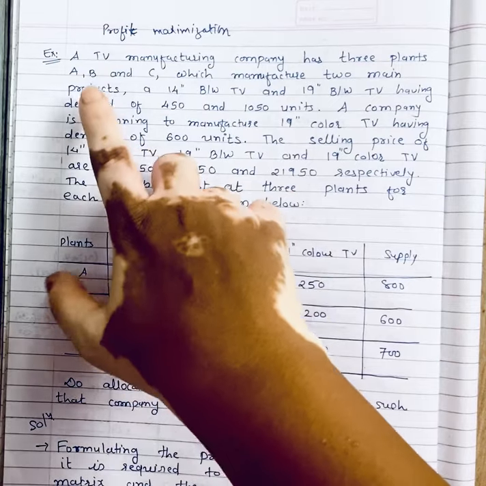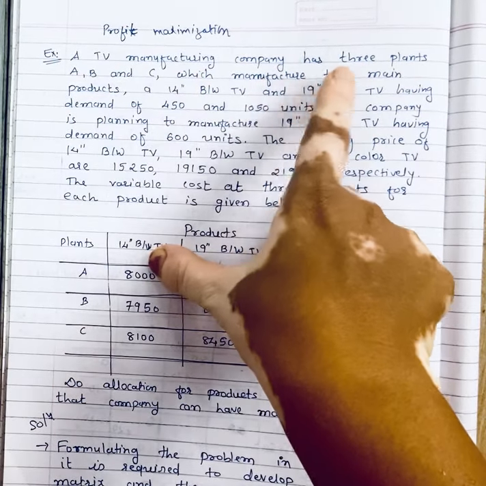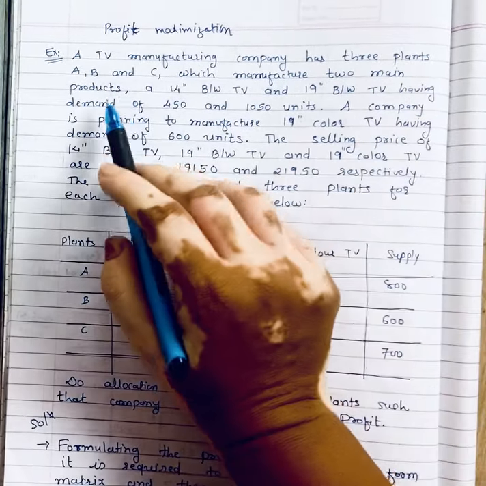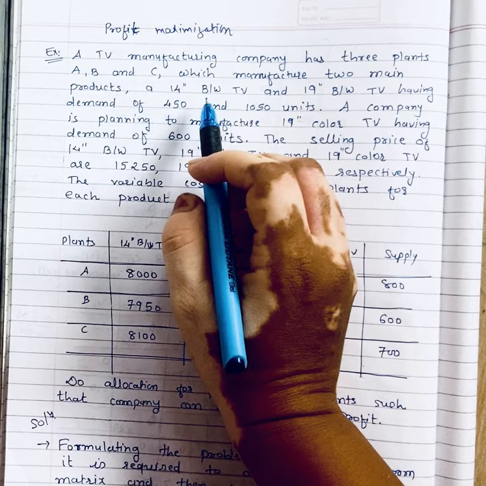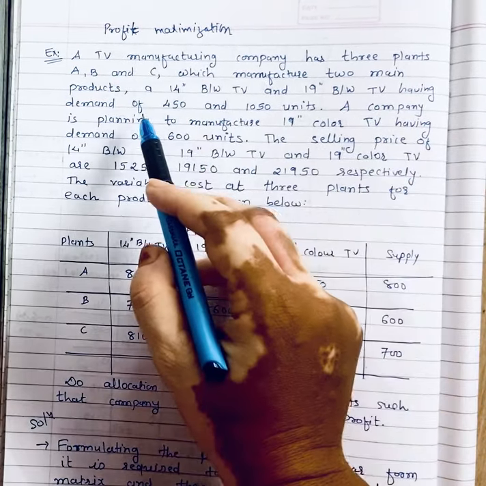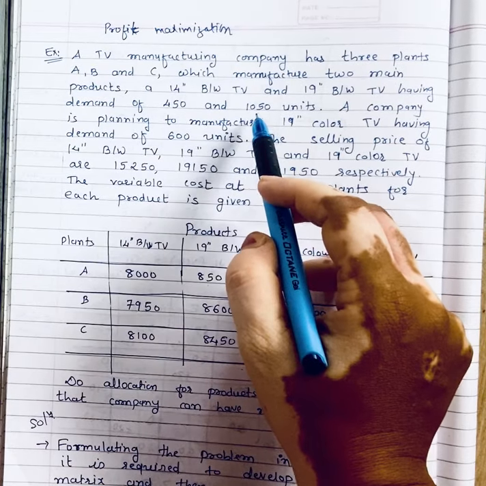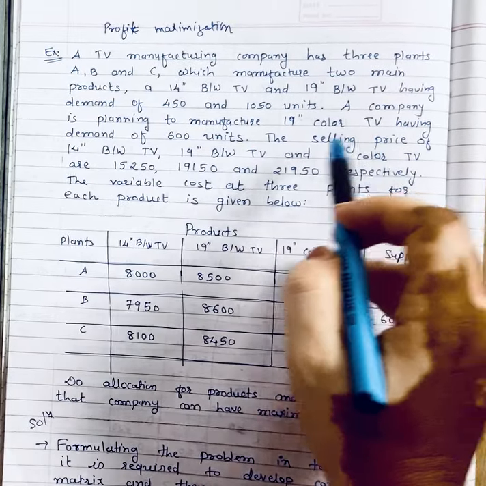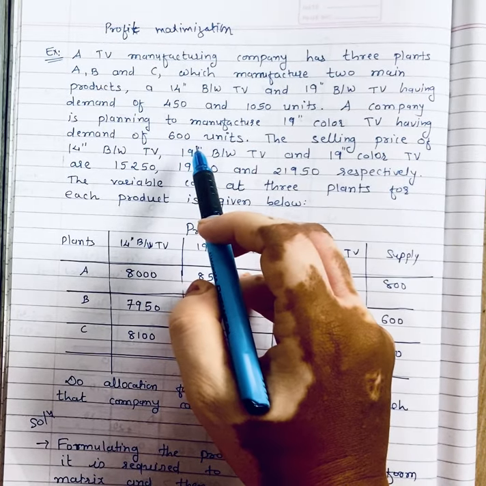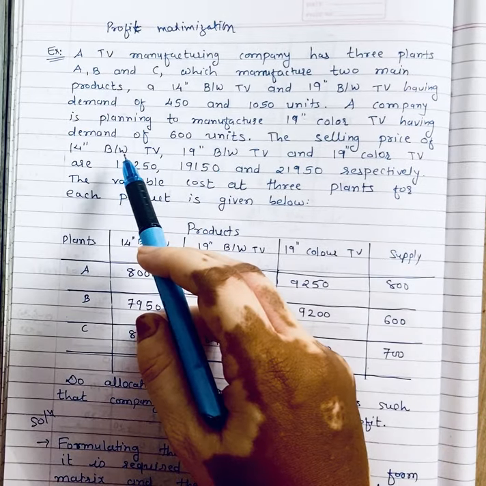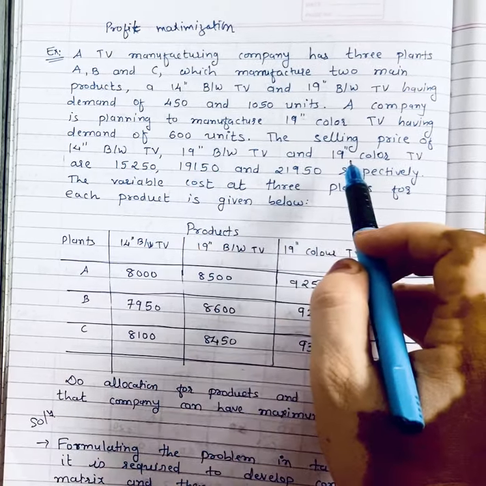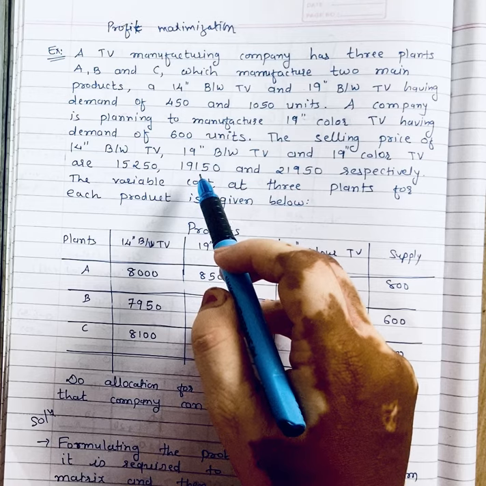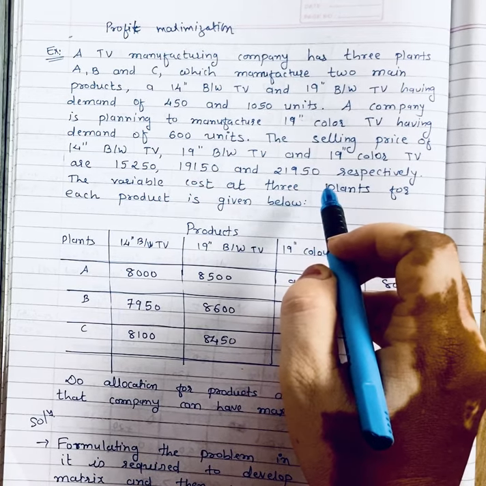If a TV manufacturing company has three plants A, B, C, which manufacture two main products, 14-inch black and white TV and 19-inch black and white TV, with a demand of 450 and 1050 units. A company is planning to manufacture 19-inch color TV having the demand 600 units. The selling price of 14-inch black and white, 19-inch black and white and 19-inch color is 15,250, 19,150 and 21,950 respectively.